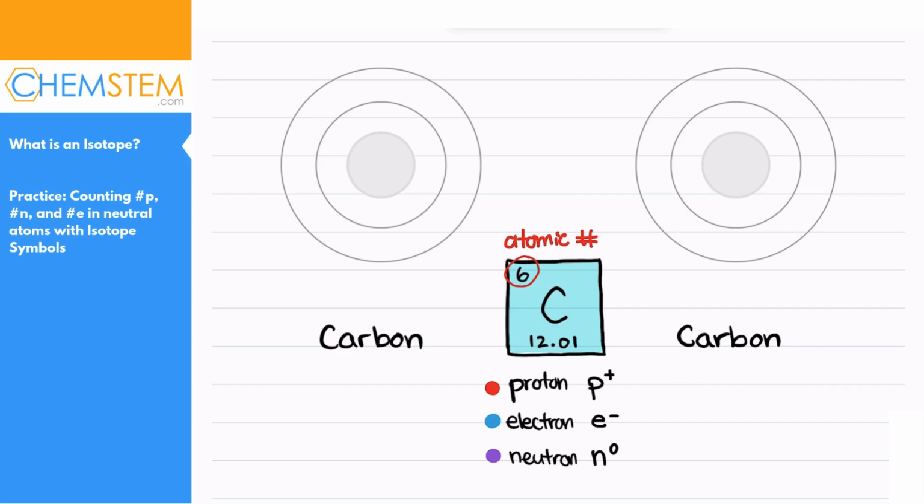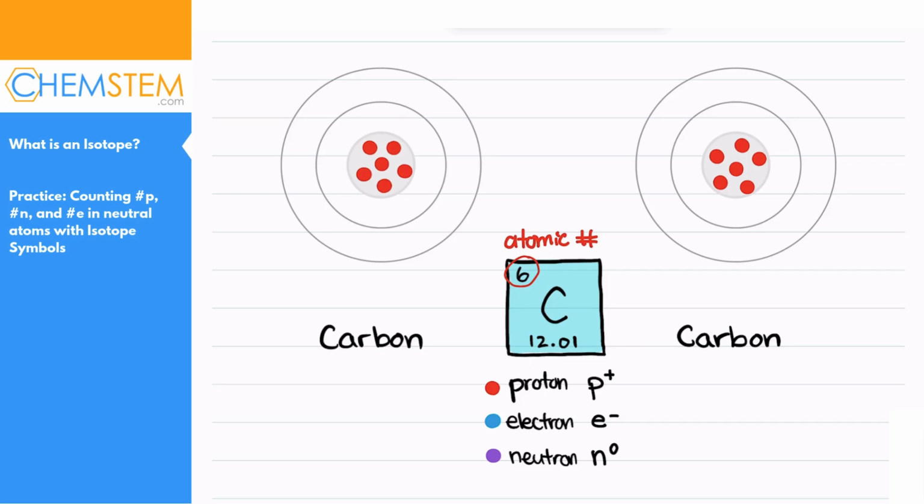So let's draw a carbon atom. 1, 2, 3, 4, 5, 6 protons in that nucleus. And let's duplicate that over here because it's still carbon. 1, 2, 3, 4, 5, 6. Now, protons have a positive charge. Electrons have a negative charge, but they're not in the nucleus.